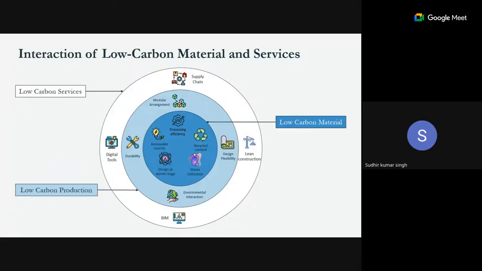Okay, so come to the last point, which I told, that I have to choose a material which interacts nicely with the building or the environment. So this is a 3-stage diagram we can see. The first stage has 5 indicators for low carbon materials. Just now I discussed them: renewable source, process efficiency, design at the atomic stage, waste utilization, and recycled content. Right?